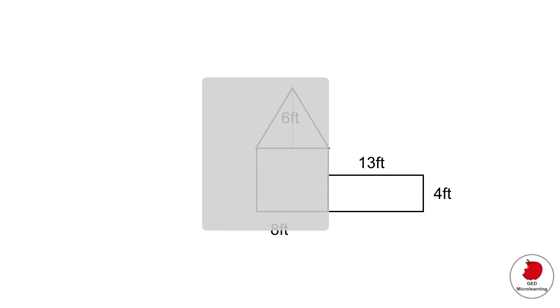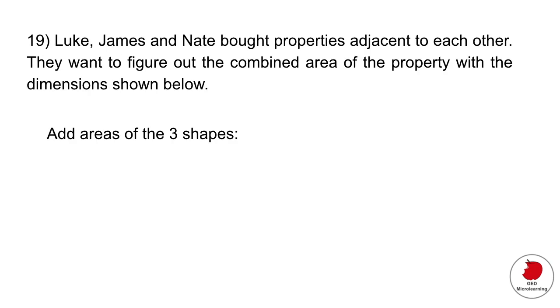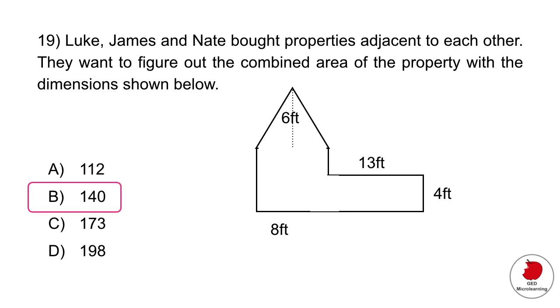And now all you have to do is figure out the last one, which is a rectangle. So first thing, find out all the sides of the rectangle. This long side is going to be 13, and the short side is going to be 4. The area of a rectangle is basically its width times its length. So you would go ahead and multiply those 2 numbers together. That gives you 52. And then all you have to do now that you found out the areas of all 3 shapes is add those 3 areas together. So 64 plus 24 plus 52, and that gives you 140. All right, option B.